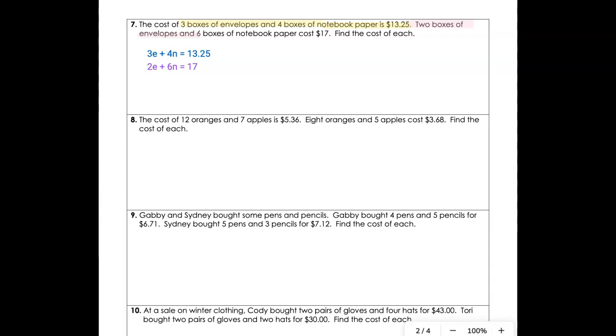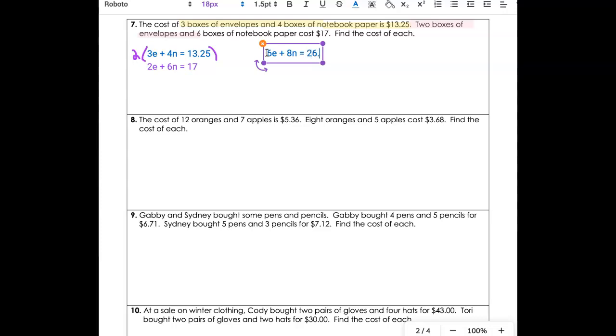And then once we have the 2 equations, you could solve with whatever method you want. Looking at them, since they all have numbers in front, I would probably just use elimination. We're trying to find the cost of each. So since none of my numbers match up, I'm going to take this whole top equation and multiply it times 2. So now we're going to have 6E 8N equals 2650.